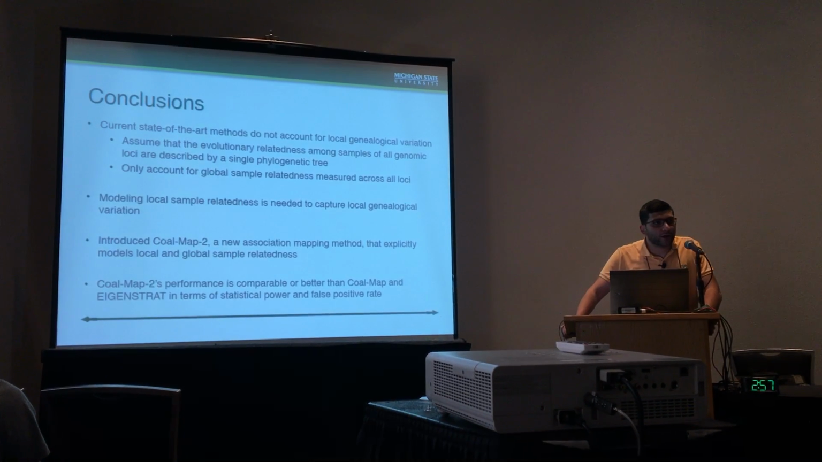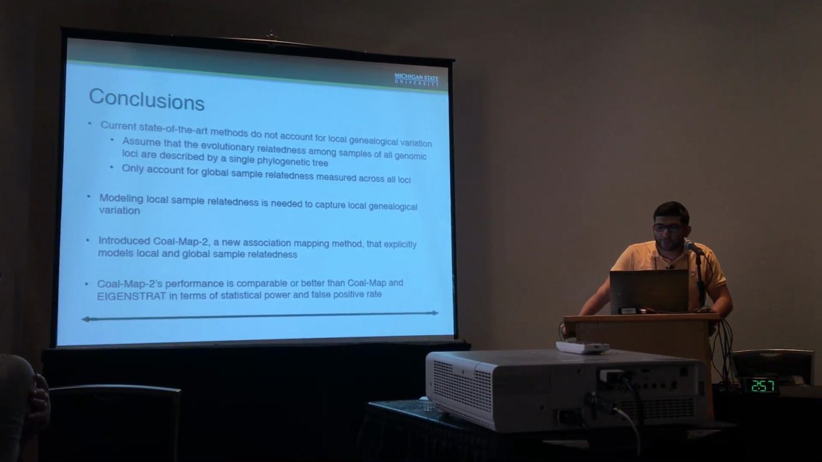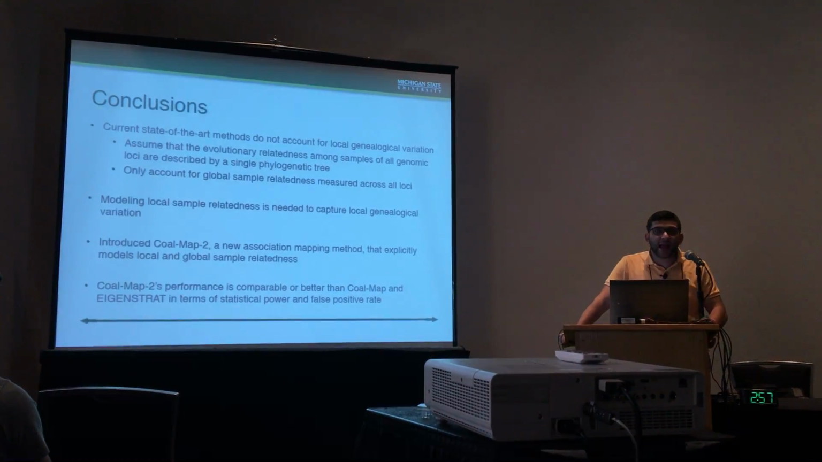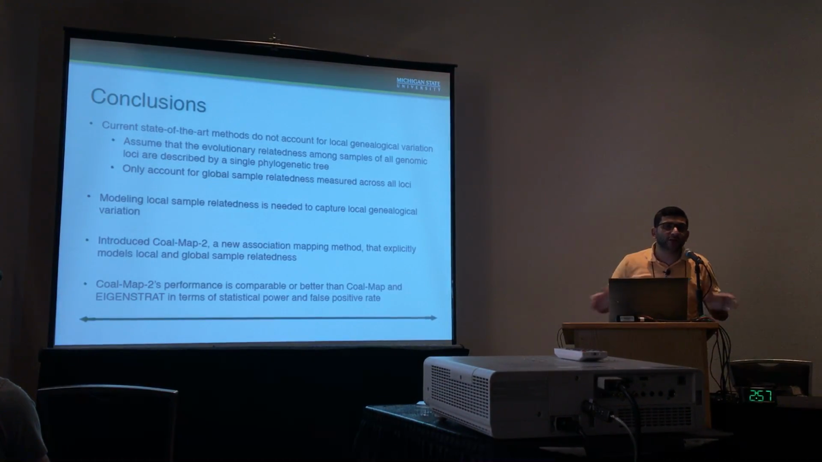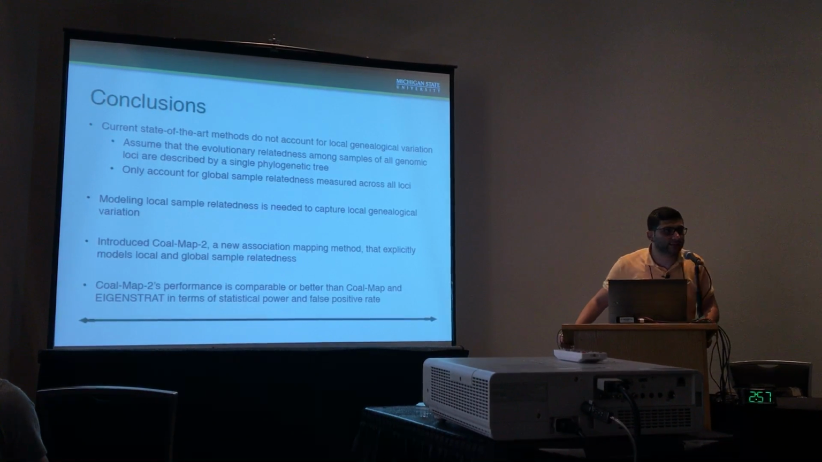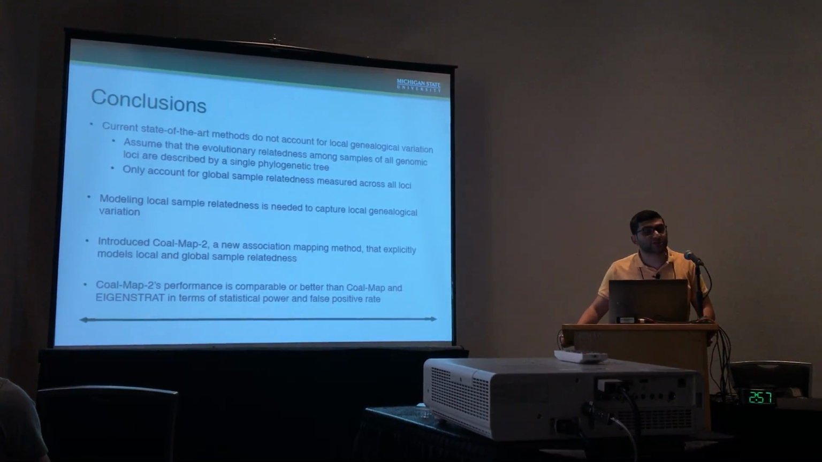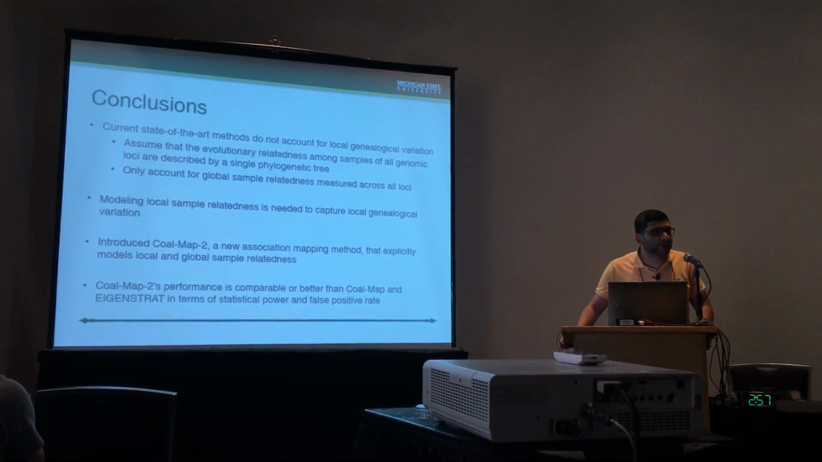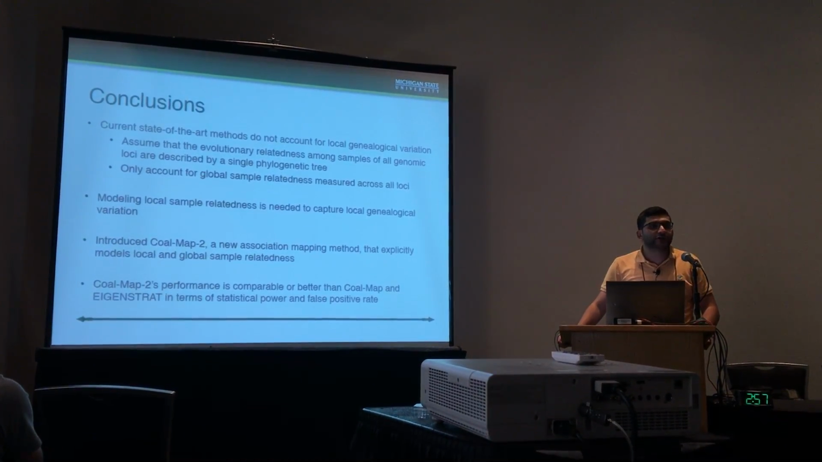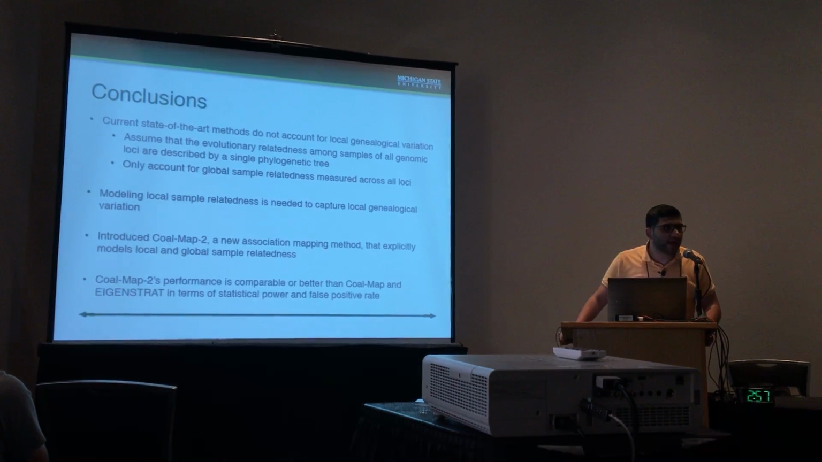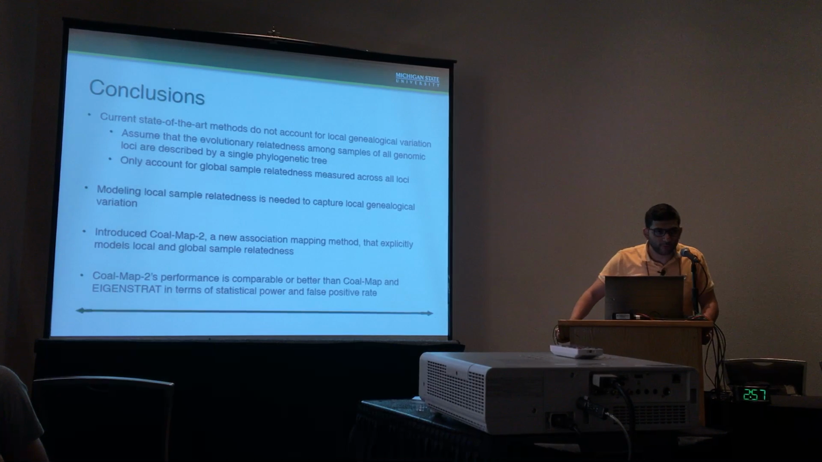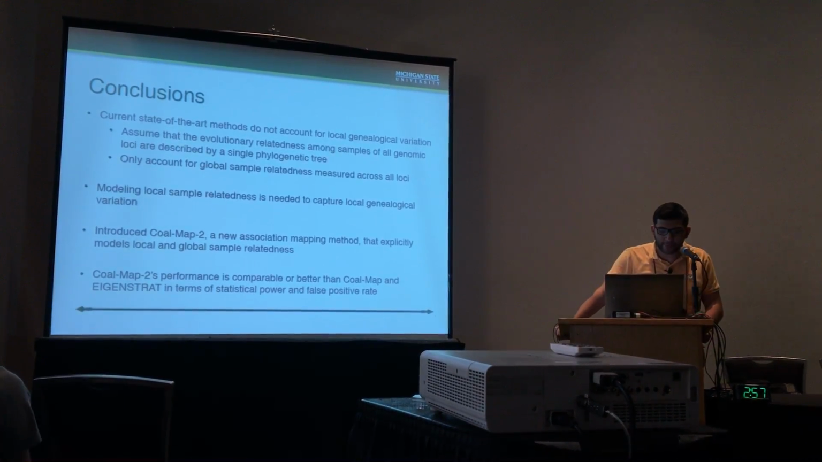So in conclusion, we know that current state-of-the-art methods do not account for local genealogical variation. They account for sample relatedness, but they only account for the global sample relatedness, which is the sample relatedness measured across all loci. What we do in this study is we develop a linear mixed model that accounts for both the global as well as the local sample relatedness. This is why we introduced Coal-Map-2, which is a new association mapping method.